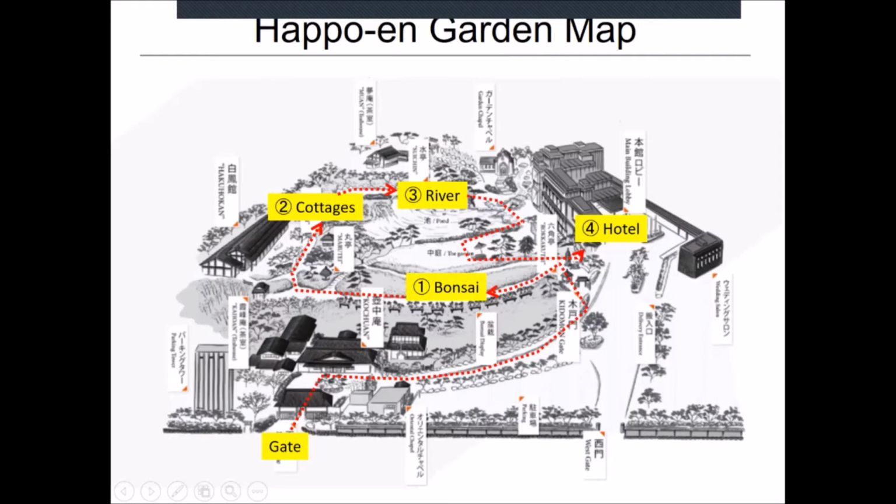This is a map of Happoen. We will enter from the gate and walk along the bonsai area. Bonsai, by the way, is a plant very carefully cared for. They are basically compact and small, but very old. And then we visit a cottage area near the pond, and walk over the river, and come down to the hotel building.